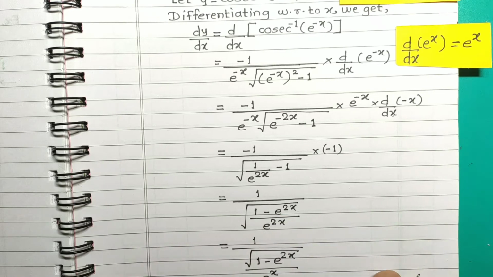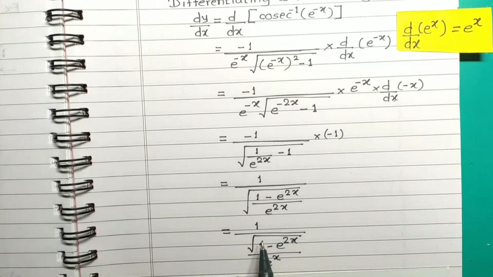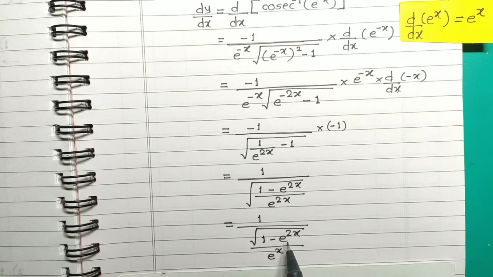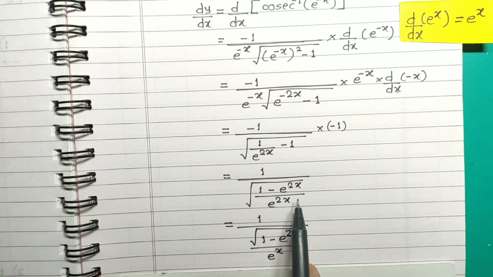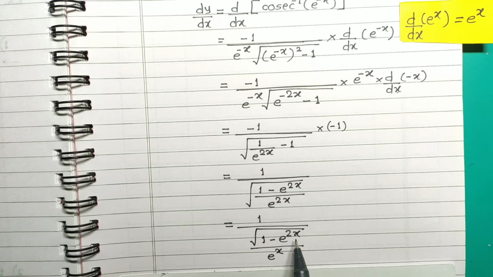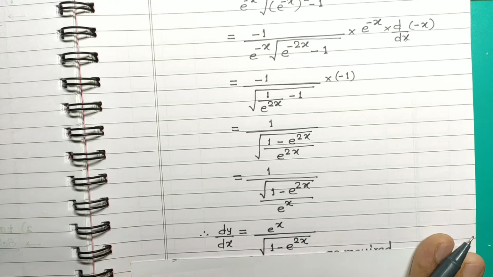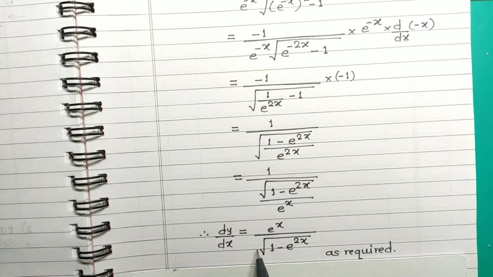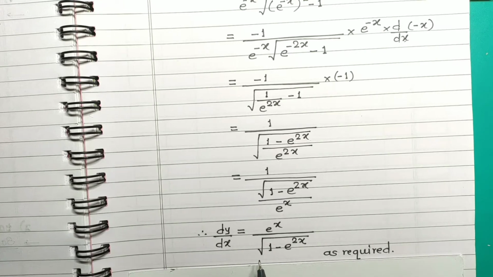So we have 1 upon square root of 1 minus e raised to 2x upon, see, this term e raised to 2x is e raised to x bracket square. So here it is e raised to x, and the term at the denominator of denominator will go to numerator, and we have to the next step, see, e raised to x upon square root of 1 minus e raised to 2x, and this is the required derivative dy by dx. Okay.